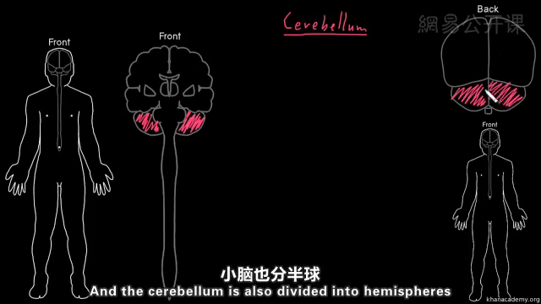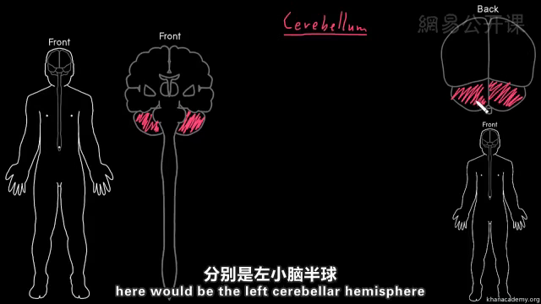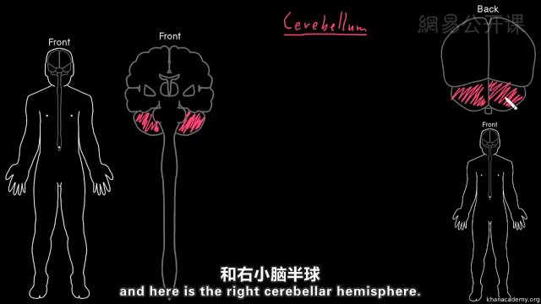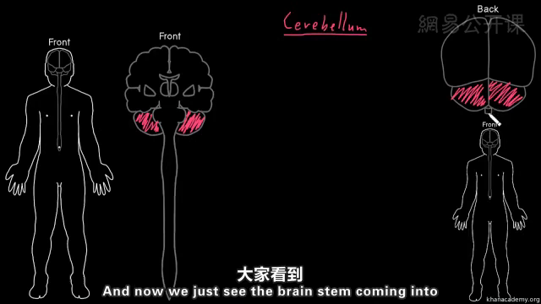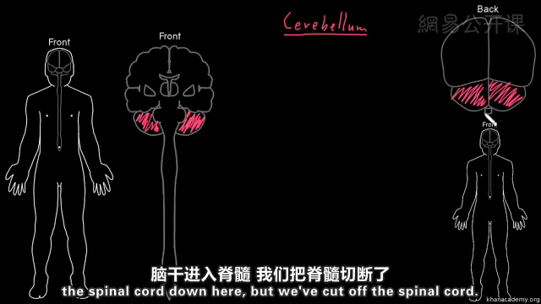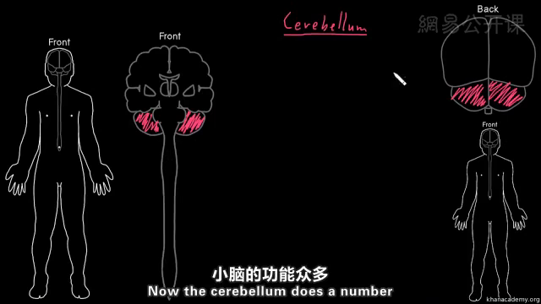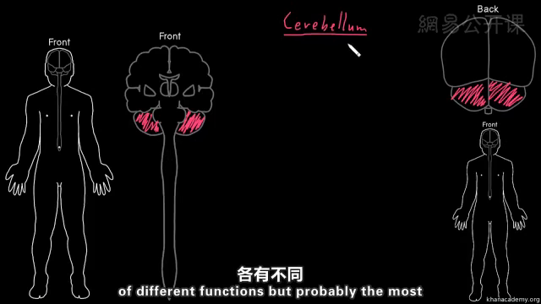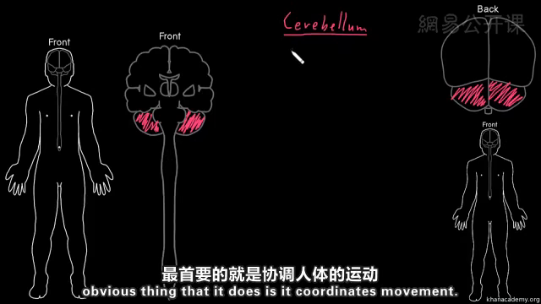And the cerebellum is also divided into hemispheres. Here would be the left cerebellar hemisphere, and here's the right cerebellar hemisphere. And then we can just see the brainstem and coming into the spinal cord down here, but we've cut off the spinal cord. Now the cerebellum does a number of different functions, but probably the most obvious thing that it does is it coordinates movement.